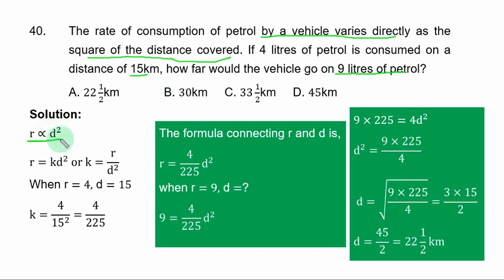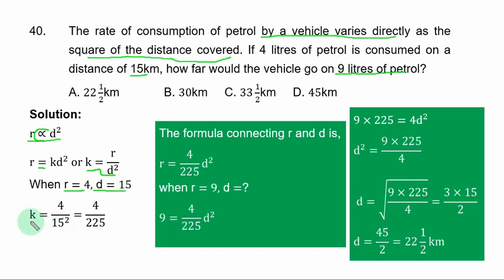This is the meaning. And you know, in variation, we always do away with the symbol of variation by introducing the equality sign. And as you are doing that, you also introduce the constant of variation, k. So let's try and make k the subject. So k is equal to R over d square. You need to establish the formula that connects R and d, and that is why you are given the rate as 4 and the distance is 15. This is to enable you find k.